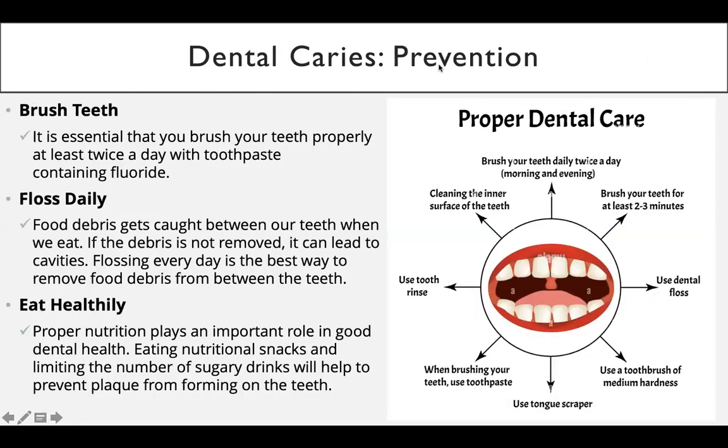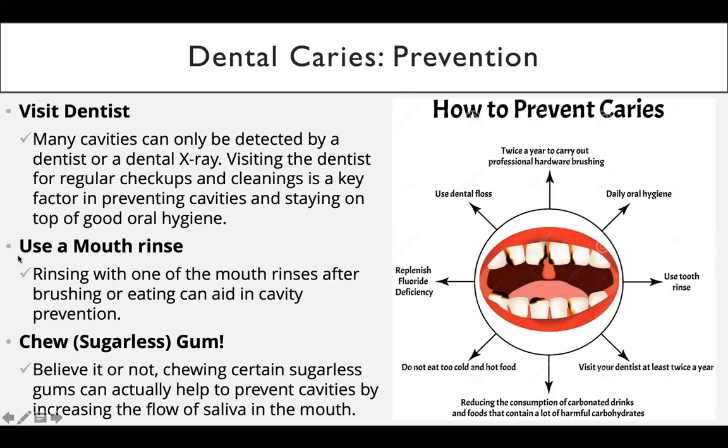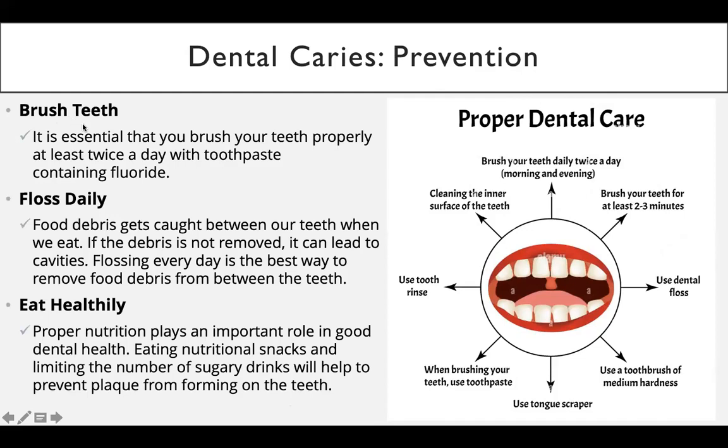And then how to prevent, the most important part of the lecture, how to prevent dental caries. Brush teeth, floss daily, eat healthily, visit the dentist, use a mouth rinse, chew sugarless gum. Yes. So brush teeth. It is essential that you brush your teeth properly and at least twice a day with toothpaste containing fluoride. Floss daily. Food debris gets caught between our teeth when we eat. If the debris is not removed, it can lead to cavities. Flossing every day is the best way to remove food debris from between the teeth.